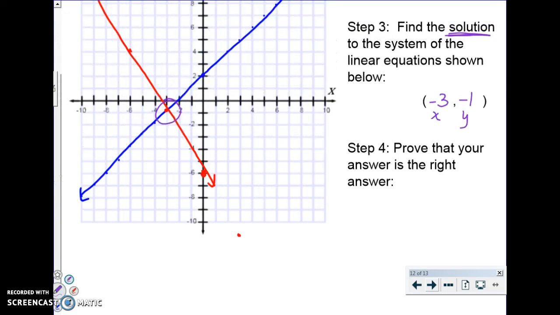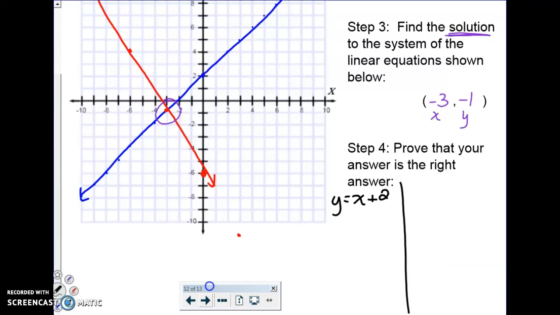And my last thing I need to do is prove that -3, -1 is in fact the answer. So I'm going to write my equations. y equals x plus 2 and y equals -5 over 3x minus 6. So I'm not going to really spend a lot of time with the first one. I put -1 in for y, -3 in for x. You can add those together and that's correct.